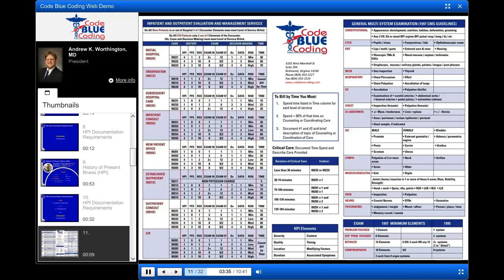We are now going to take a look at the Code Blue coding inpatient and outpatient evaluation and management services table.